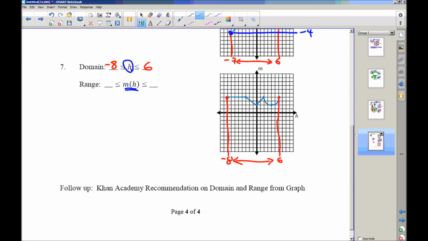The range was our up and downs. The farthest down it goes happens twice. It's right here and here. So this spot and this spot, and that's at 2. And the farthest up it goes happens at a bunch of spots, here, here, all of that stuff, and that is at 4. So our range goes between 2 and 4. Okay. All right, now you have to practice these a little bit.